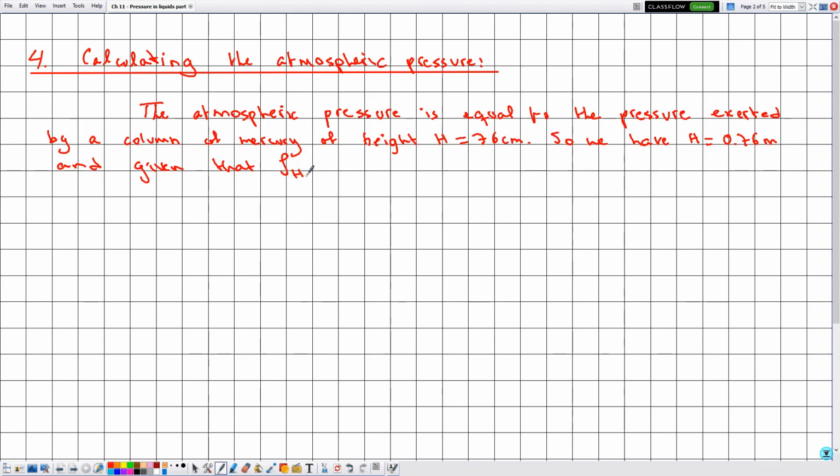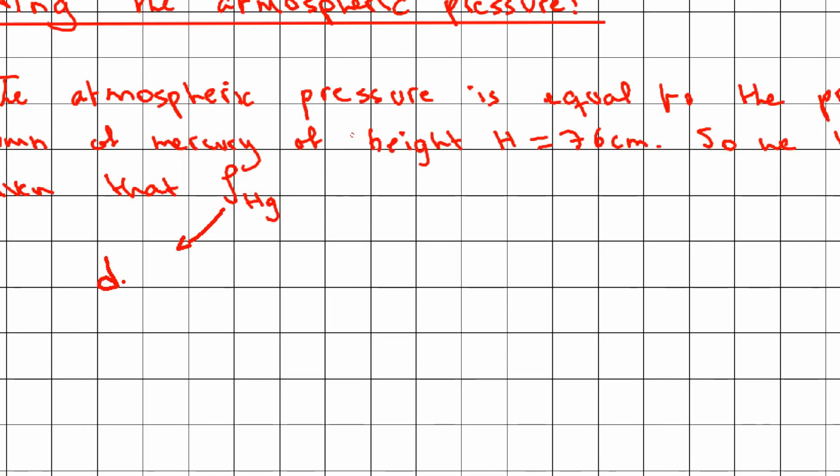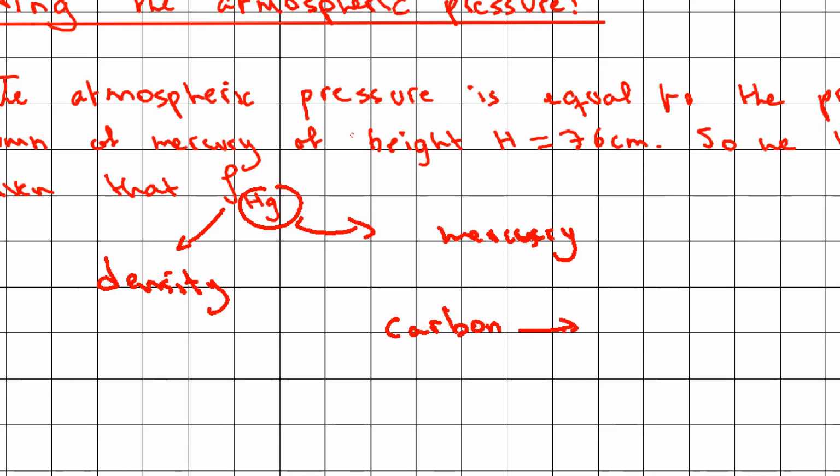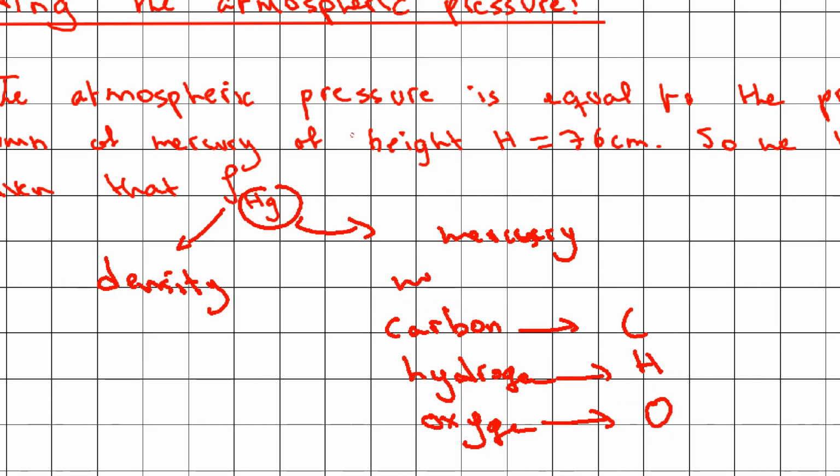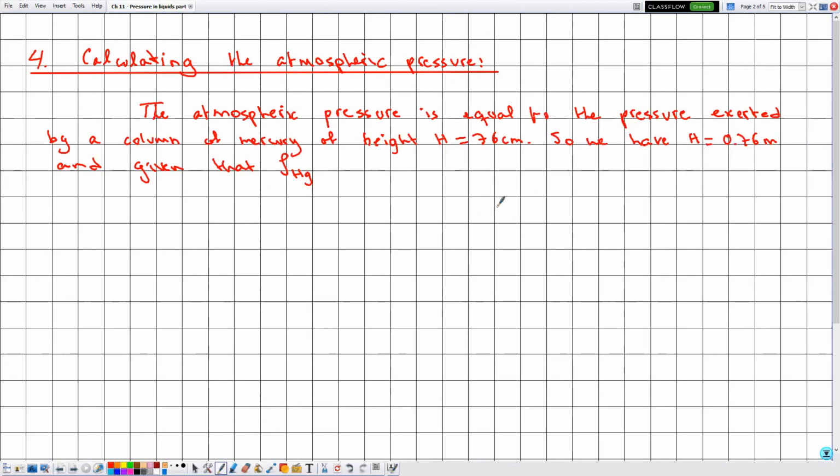And given that the density of mercury, so here rho stands for density, and this symbol Hg is the symbol of mercury. So we know that the symbol of carbon is given by capital C, the symbol of hydrogen, for example, is capital H, the symbol of oxygen is capital O, and similarly the symbol of mercury is Hg. Now the density of mercury is given by 13,600 kilogram per meter cube, and G is equal to 10 Newton per kilogram. And here let me say between the brackets that Hg represents the symbol of mercury.